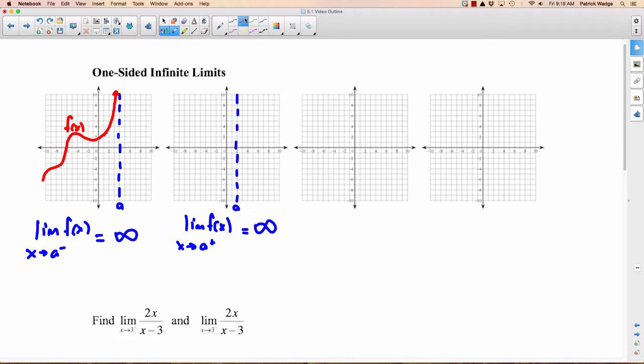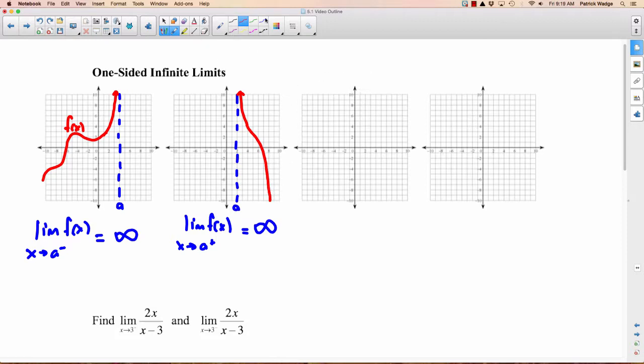That's where my asymptote is. What I'm saying this time is I approach a from the right-hand side, the function's going to approach infinity. So in other words, it's going to go up towards infinity on this side this time. Rest of the function, it doesn't matter. I'll just do this. Okay, that's fine.